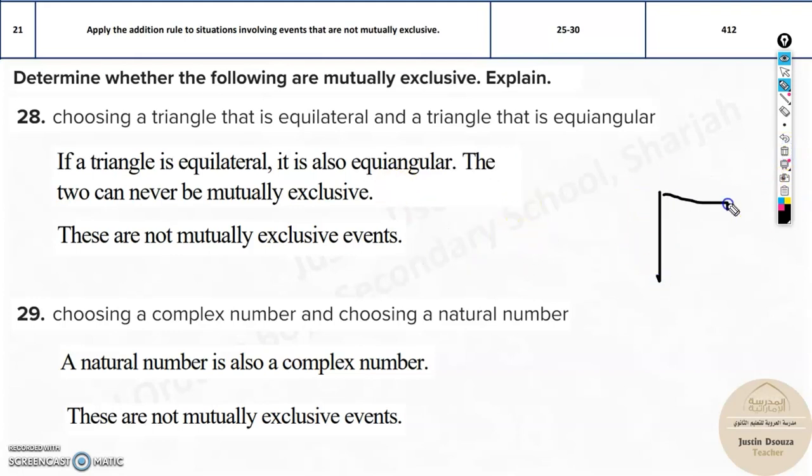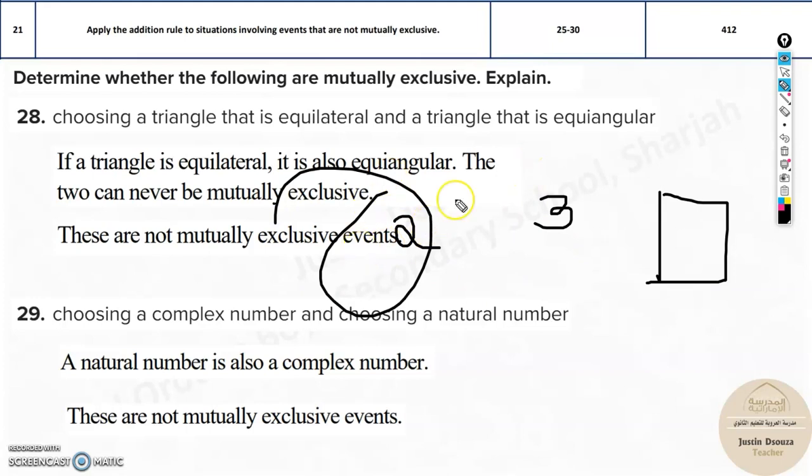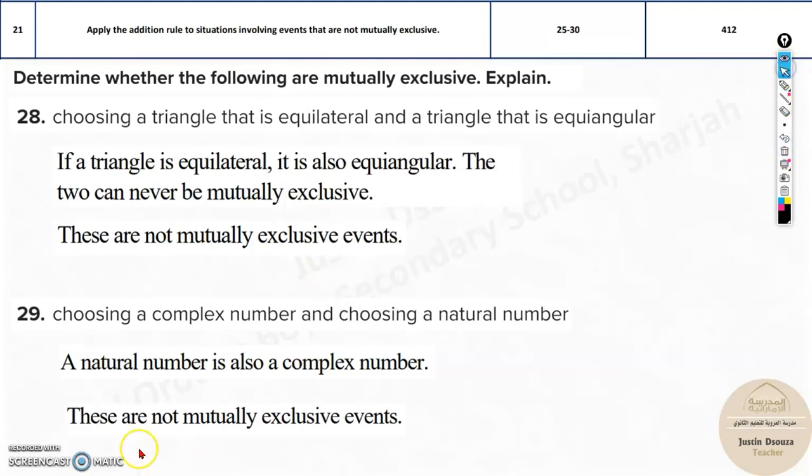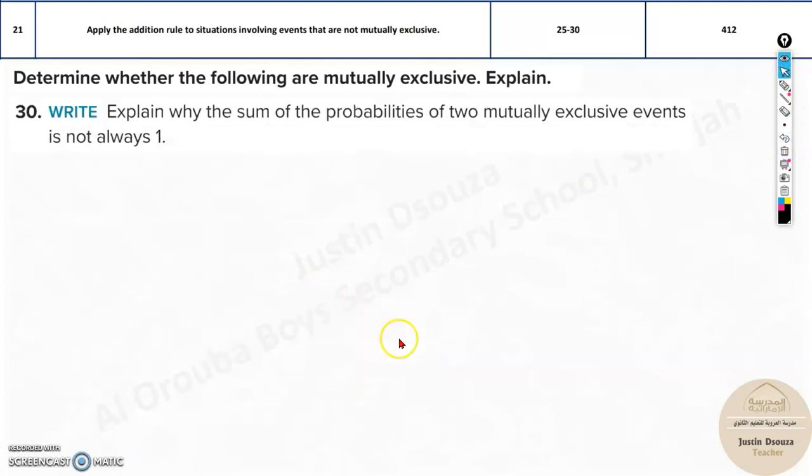But with the same deck of cards, if I am picking either a 2 or a 3, this is mutually exclusive because there are only four 2's and four 3's. I can't have a common card between 2 and 3. So they are mutually exclusive. So that is what it means. Over here, it is not mutually exclusive.